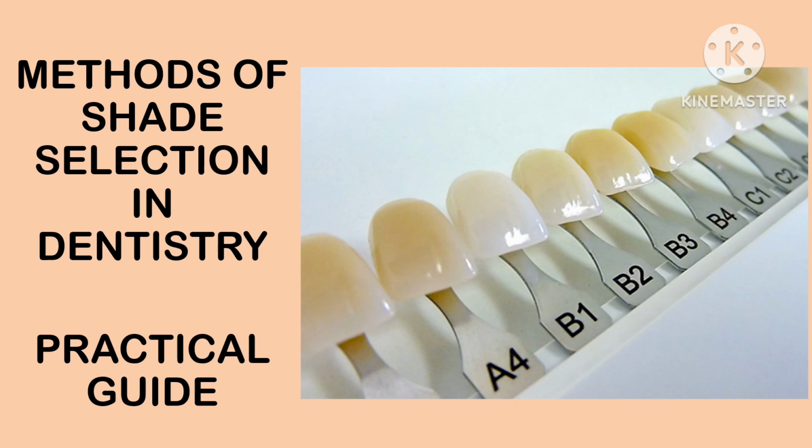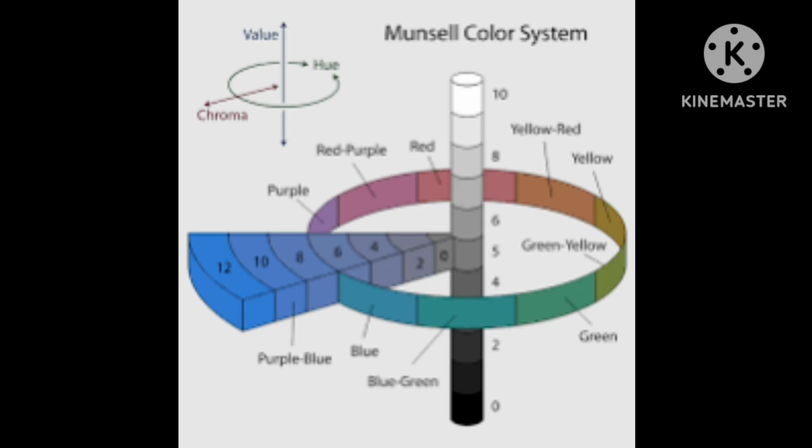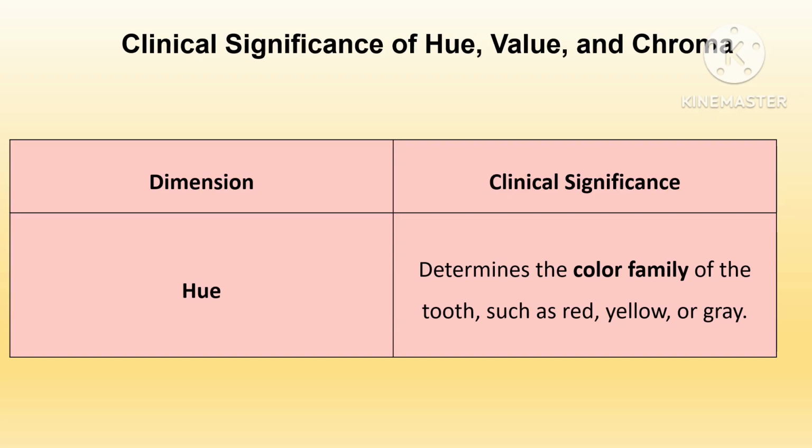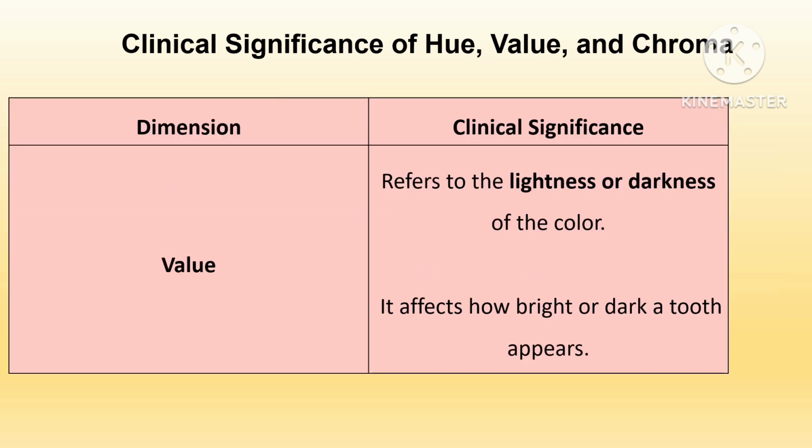So let's begin. Before going into the methods, we need to understand the three components of tooth color. First of all, the hue. This refers to the basic color of the tooth, such as yellow, brown, or gray. Most natural teeth fall into these categories only.